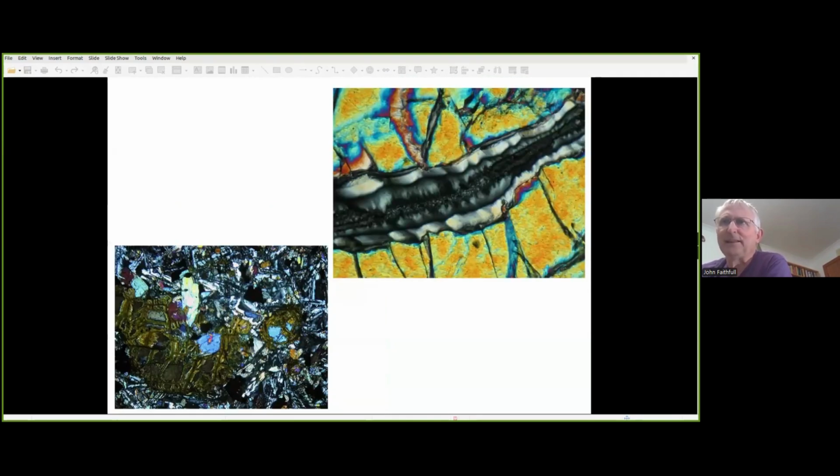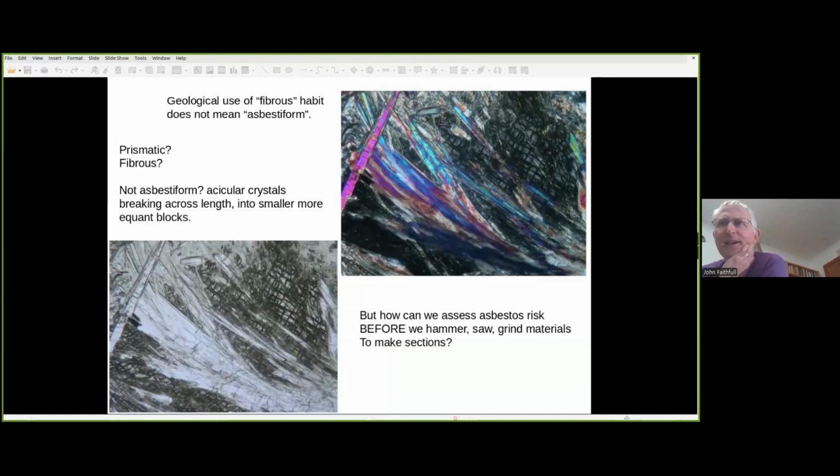You've got little serpentine veins here and some altered olivines. What is the mineralogy of those? Do we need to worry about those? Here we have some elongate amphibole in a thin section. We would describe these as fibrous. That doesn't necessarily mean asbestos.